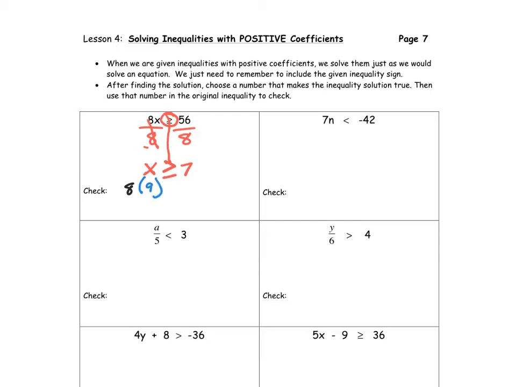And the rest of this inequality says that this is greater than or equal to 56. So 8 times 9 is 72. And when I substitute a number that meets this inequality, it is true. 72 is greater than or equal to 56. So now I'd like you to try the next one on your own. Please tell the solution for 7n is less than negative 42.